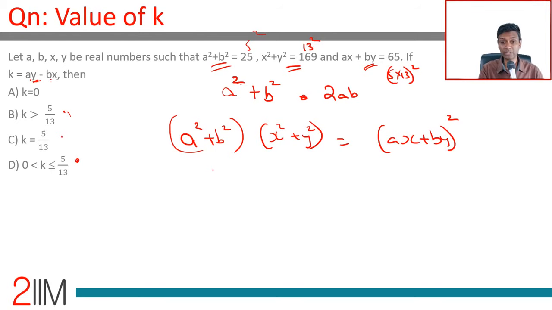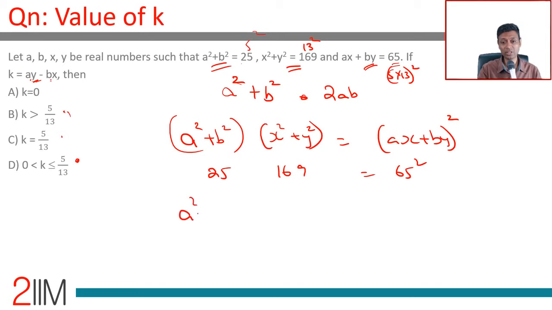Not algebraically. This is 25. This is 169. This is 65 square. Numerically, in this particular question, I'm not saying algebraically they are the same. In this particular question, if you multiply these two, you should get this square. There's something special about that 65. That is 5 into 13.